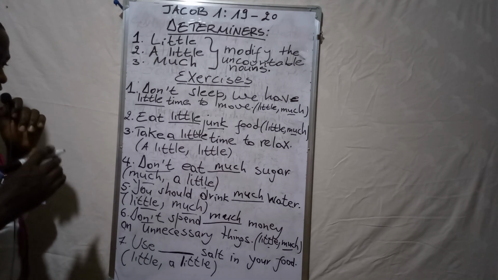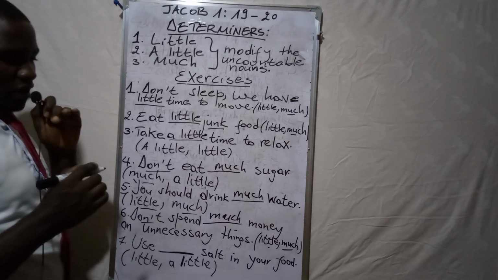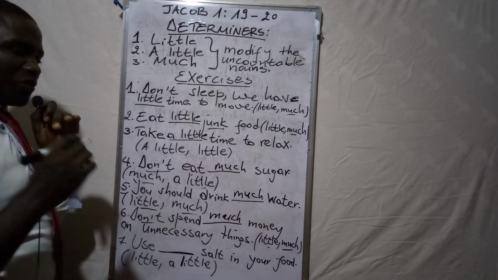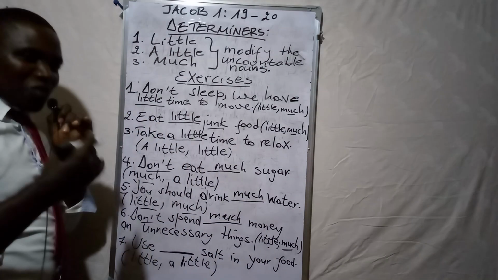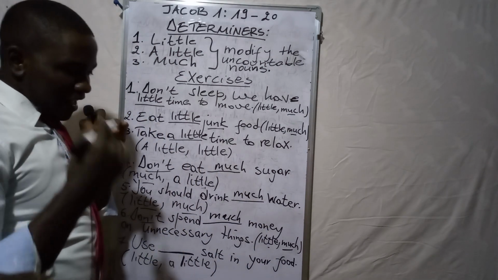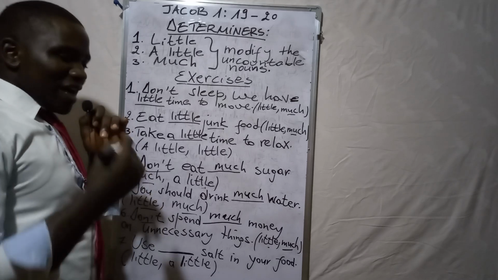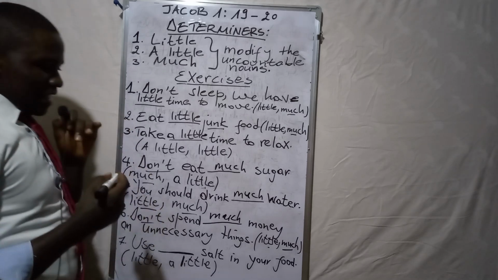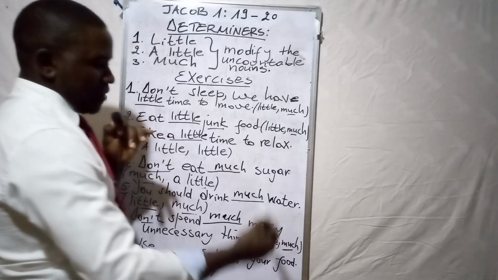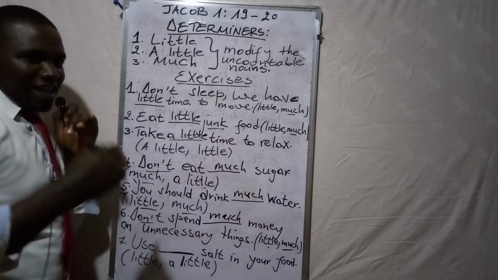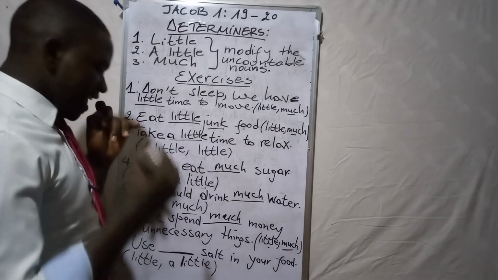Money is an uncountable noun, right? Please don't be confused on this noun. Money is uncountable. That's why it takes the singular is. You say money is. We don't say money are. We say money is.